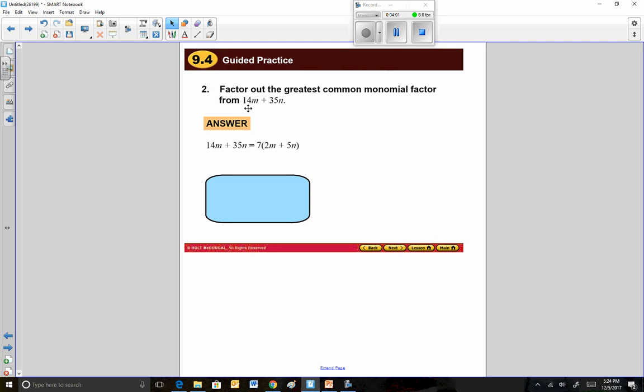They both can pull out, look at 14 and 35. 7 will go into both of those. So, we go 7 into 14, we get 2. So 7 times 2m gives me 14m. And then 7 goes into 35 5 times, so 7 times 5 is 35, and don't forget your n. Now notice it's m and n. They are not going to have anything in common. That's why they're both left inside the parentheses.